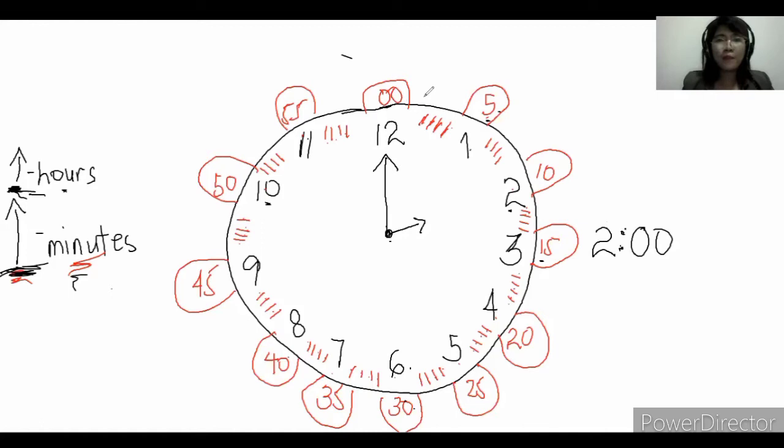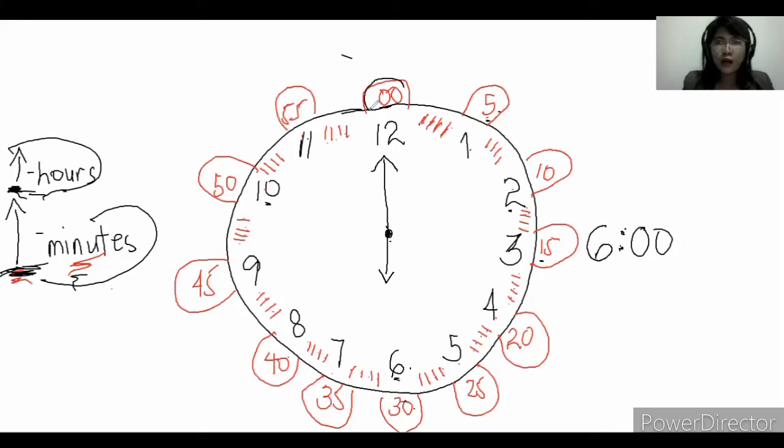Another example. When the short hand points to number 6, and the long hand points to number 12, we will say 6 o'clock. Okay? 6 o'clock.